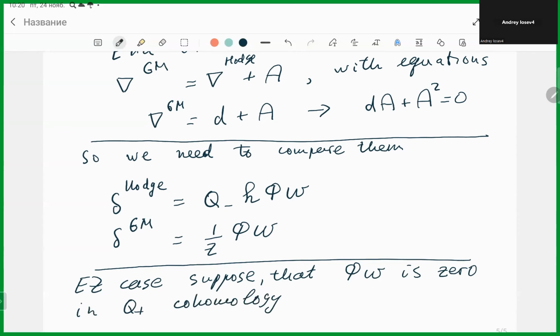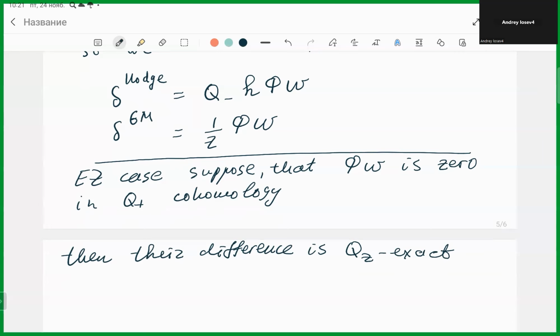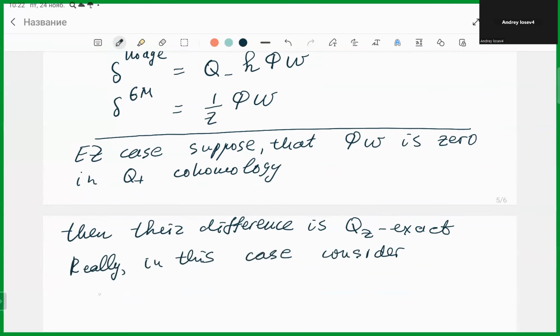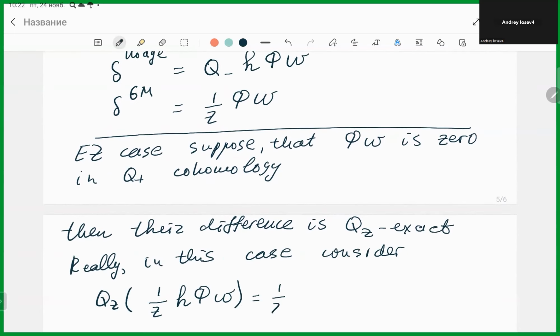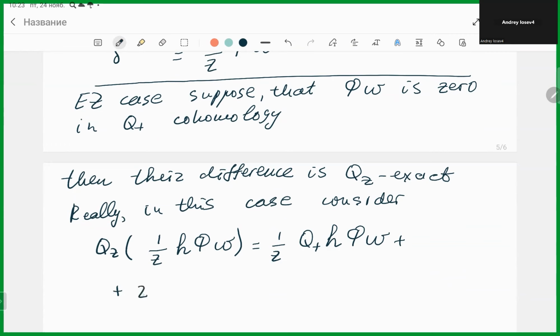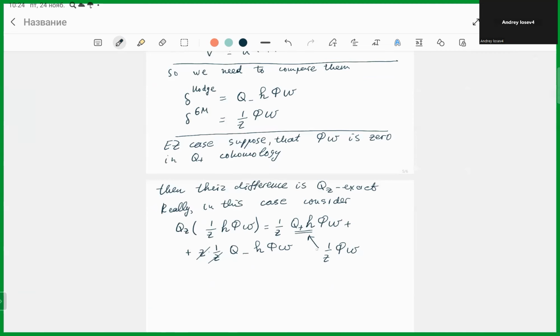Then I want to show that in this case, Gauss-Manin and Hodge coincide, which is a statement that I'm going to make. Really, in this case, consider the operator applied to 1 over z H phi omega. What is it? It is 1 over z Q plus H phi omega plus, and I need to take a second term, z 1 over z Q minus H phi omega. These terms cancel, and here I have 1 over z phi omega. So up to a sign that I always miss, these two connections are the same.